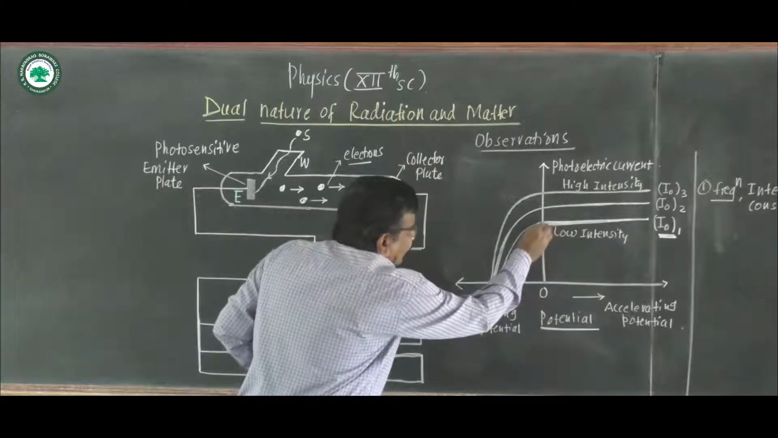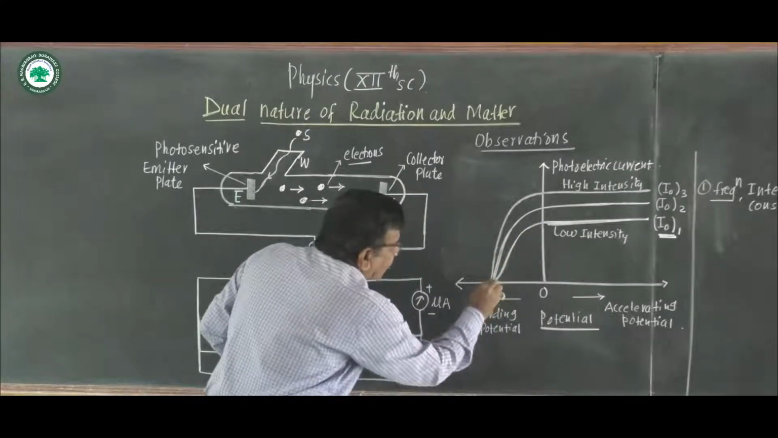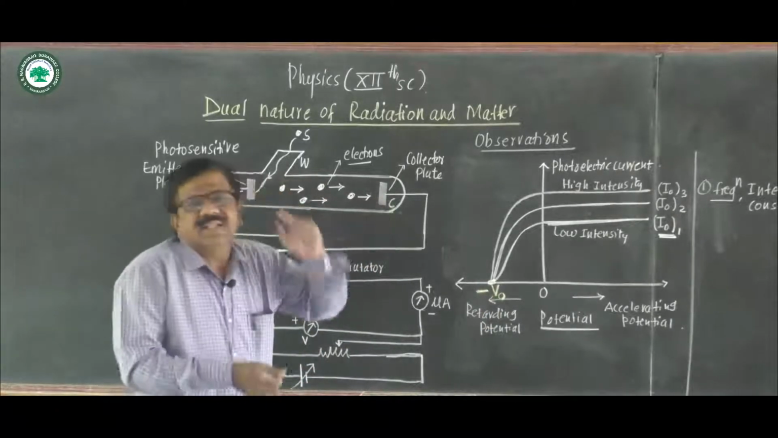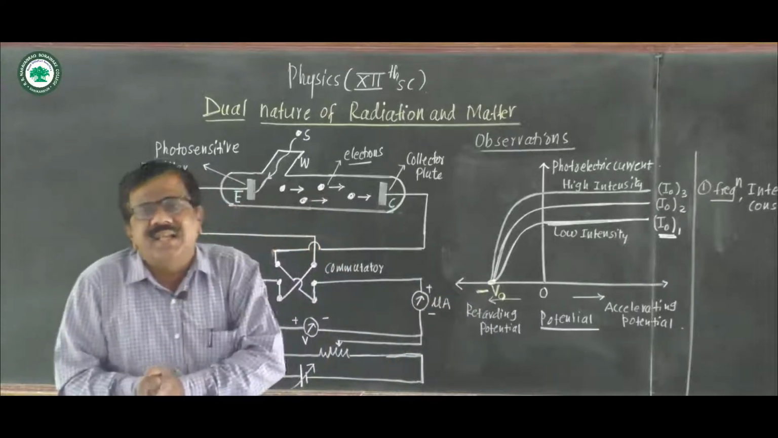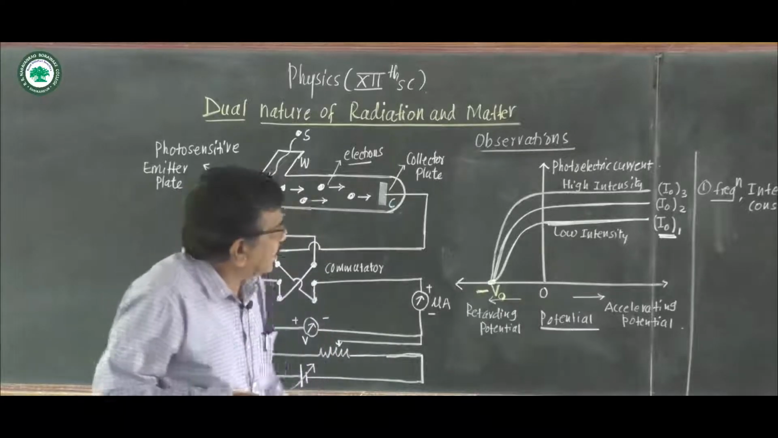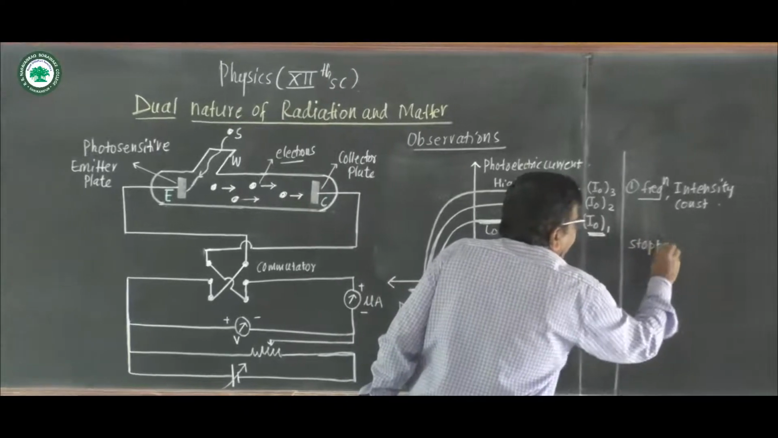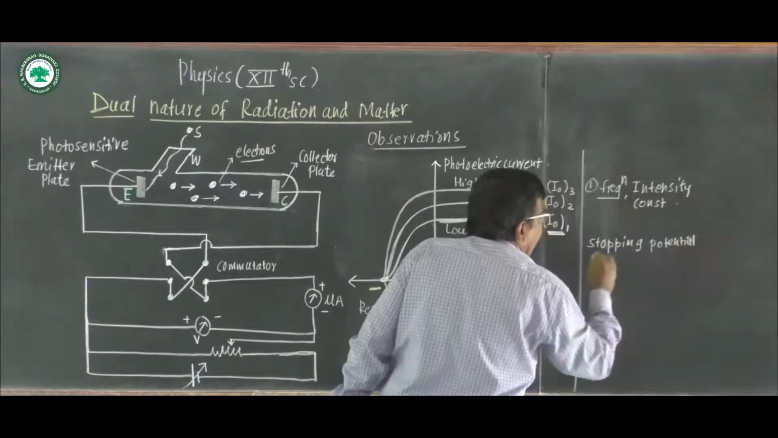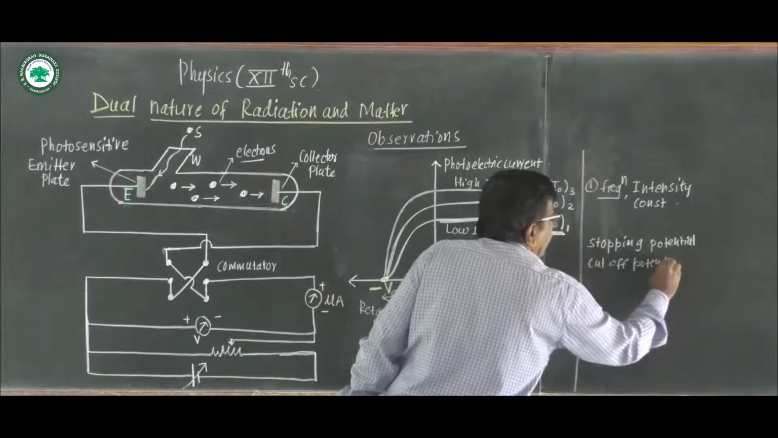See here. At this negative potential, the photoelectric current becomes 0 because no electrons are reaching the collector. This negative potential, or retarding potential, for which photoelectric current becomes 0 is called the stopping potential, or cut-off potential, denoted by V0.